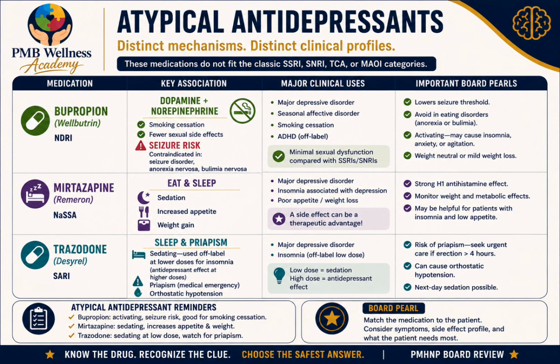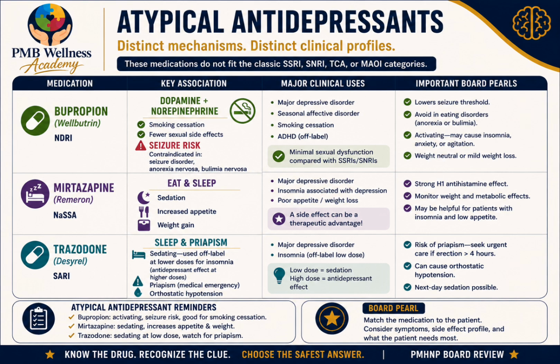Now we'll discuss mirtazapine or Remeron. Mirtazapine should make you think eat and sleep. You want to remember that. It has strong antihistaminergic properties and commonly produces sedation, increased appetite, and weight gain.